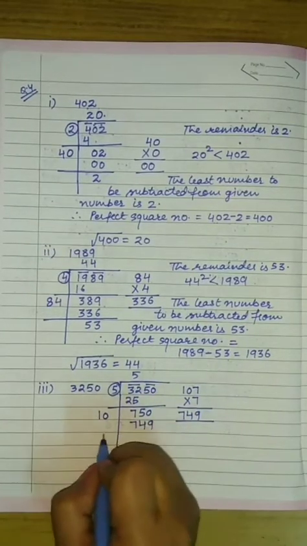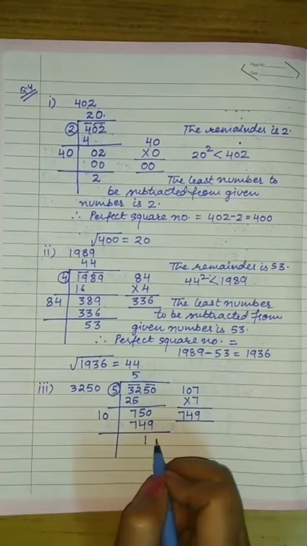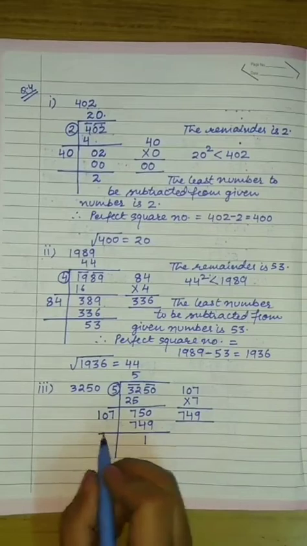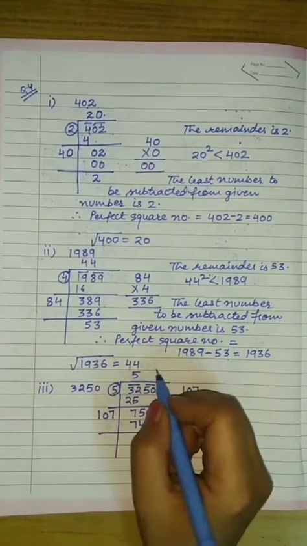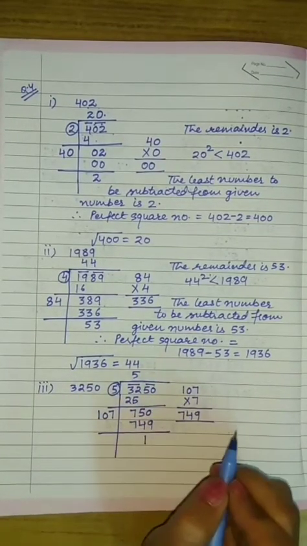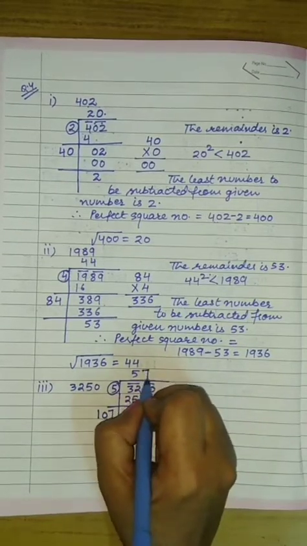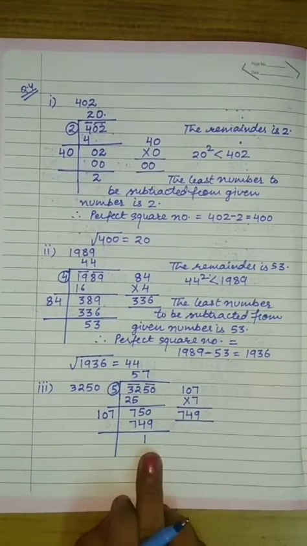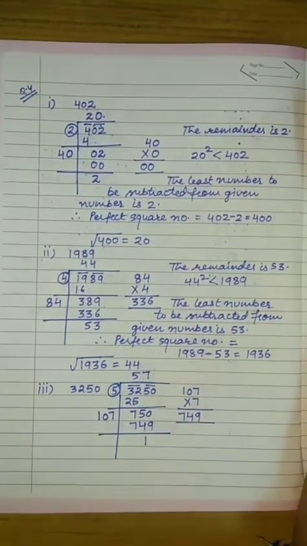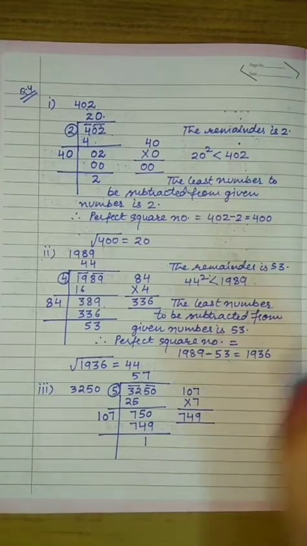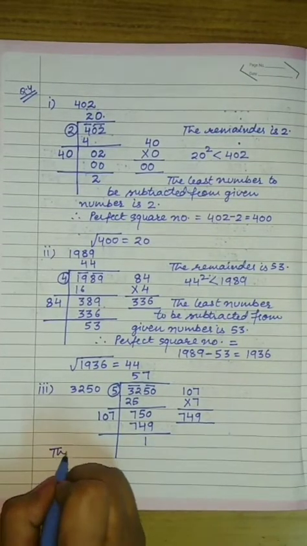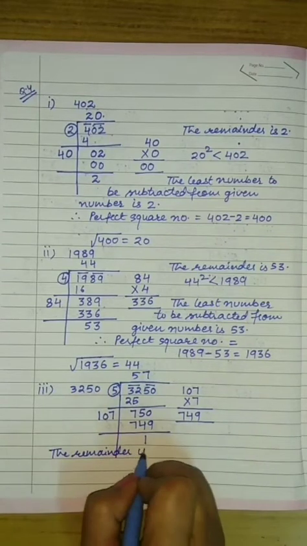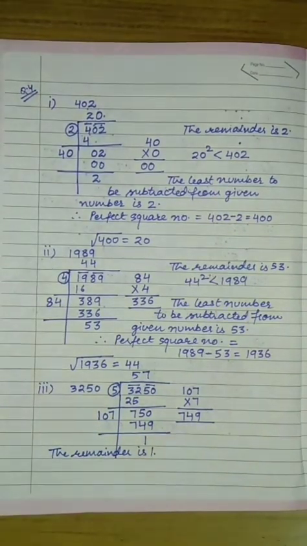Now our remainder is 1 and we will write 7 after 10 in the divisor. So our divisor is 107, and in the quotient we got 7 after 5. So 57 is our quotient with the remainder 1. So we will write the remainder is 1.